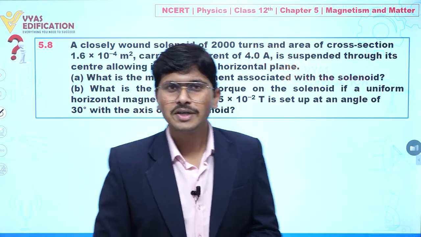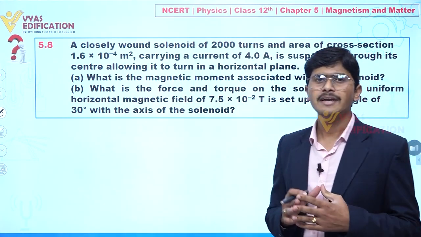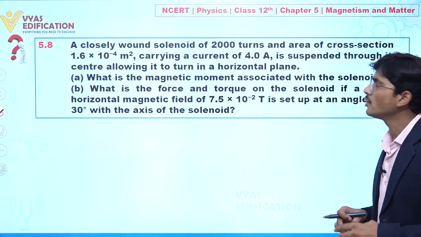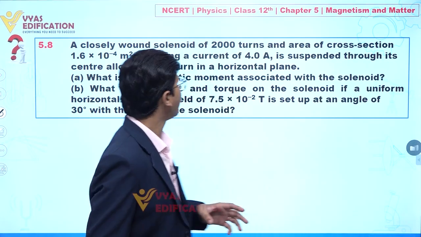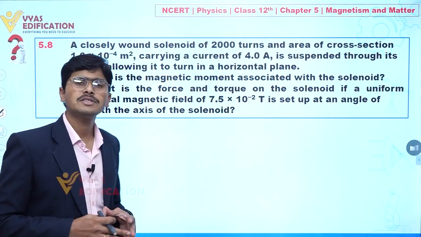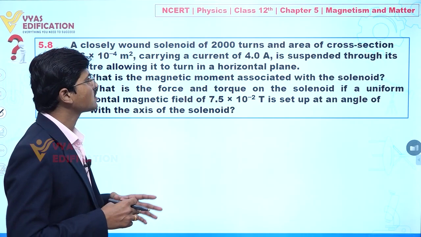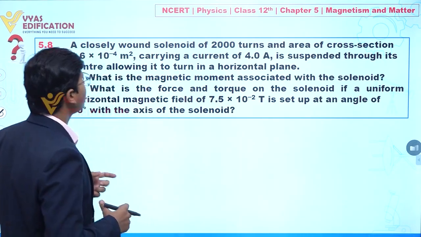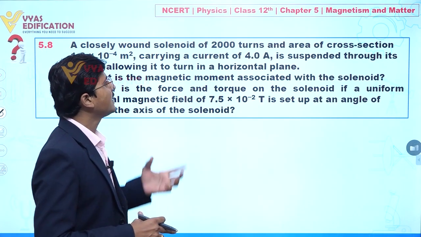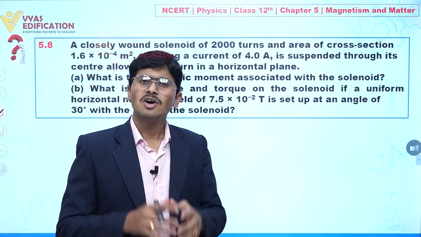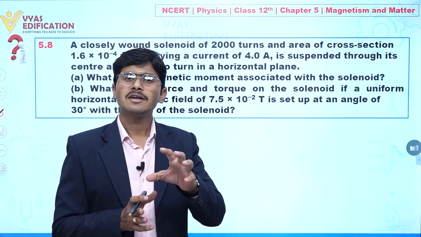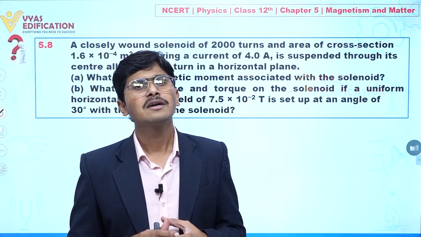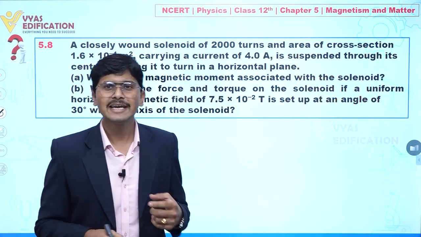Now student, we are going to discuss question number 5.8. In this question, you are given a closely wound solenoid of 2000 turns and area of cross section 1.6 × 10^-4 m², carrying a current of 4 ampere, suspended from its center, allowing it to turn in a horizontal plane. Always keep in mind, whenever we have a solenoid, the number of turns will definitely be given to you. The current that is flowing is also given, and the area is also given.